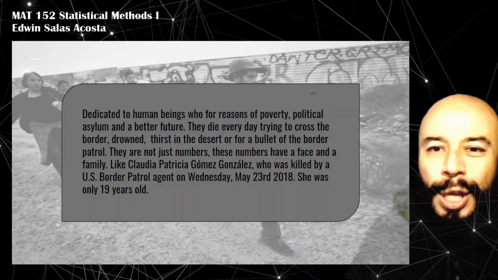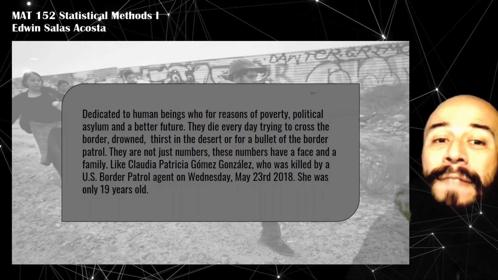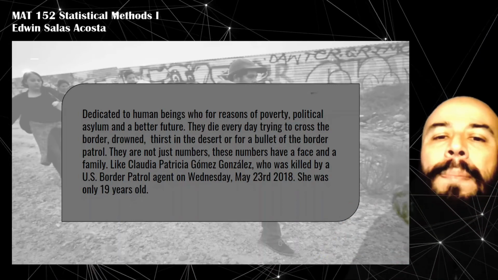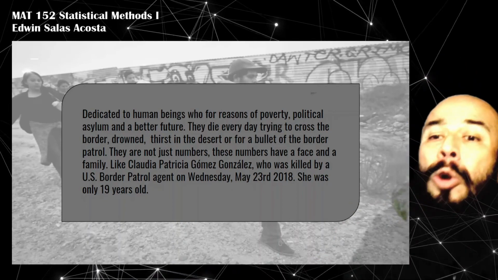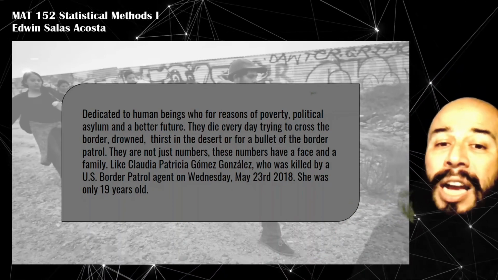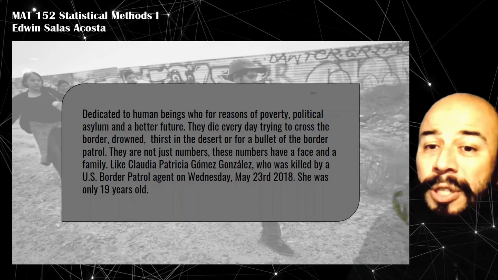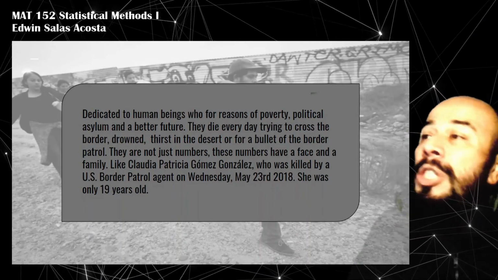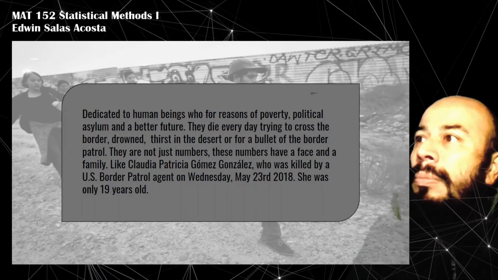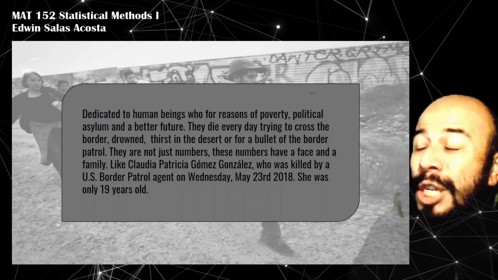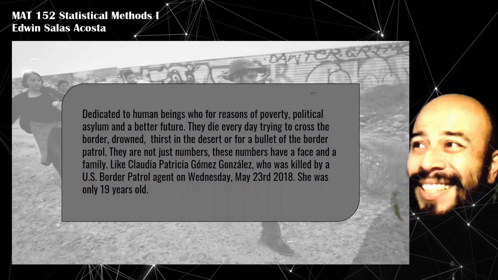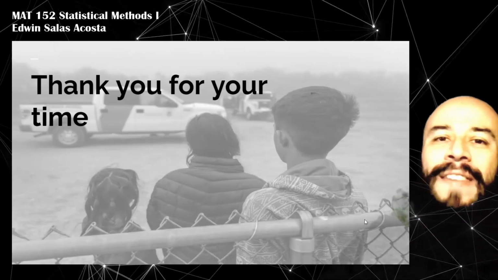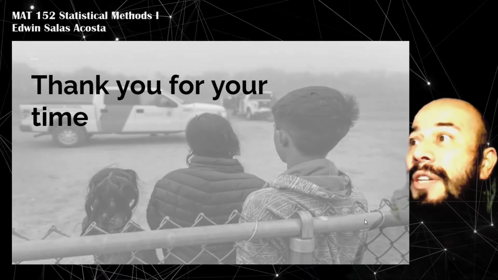They are not just numbers, their numbers have faces and families, like Claudia Patricia Gomez Gonzalez, who was killed by a U.S. Border Patrol agent on Wednesday, May 23, 2018. She was only 19 years old, but now she's another number in the statistics of the murdered. Thank you for your time, thank you for your attention.